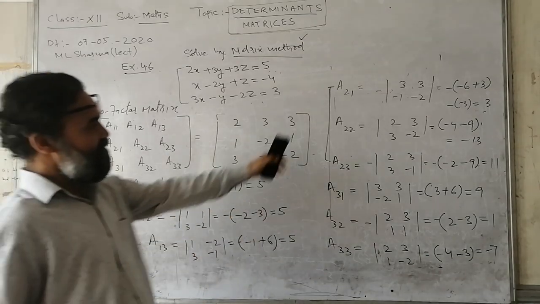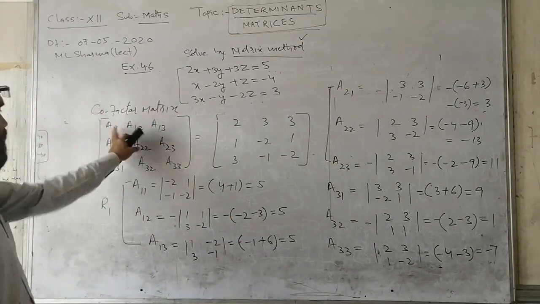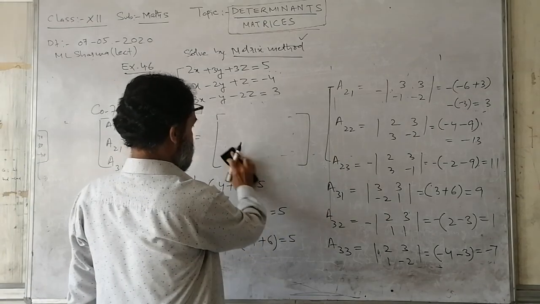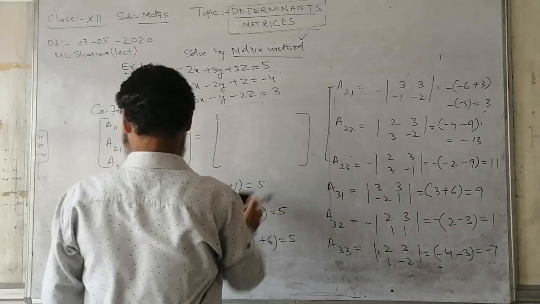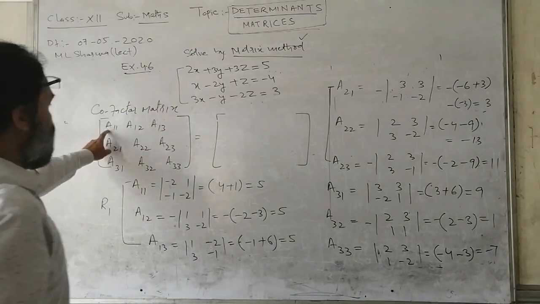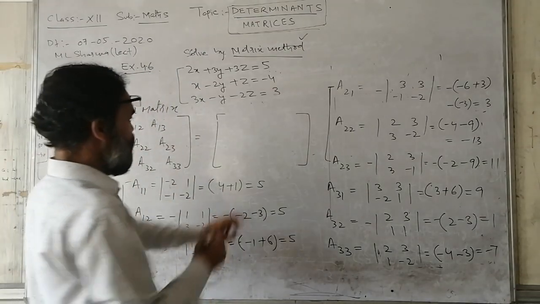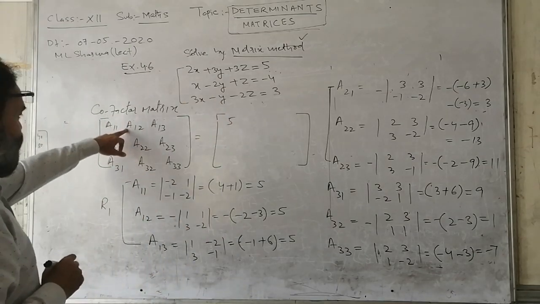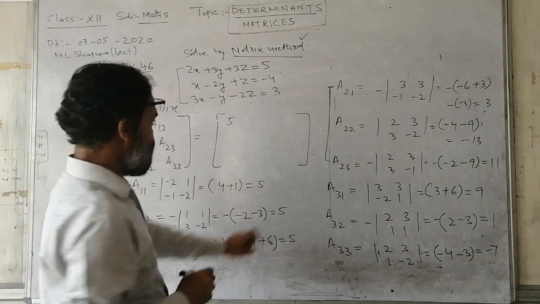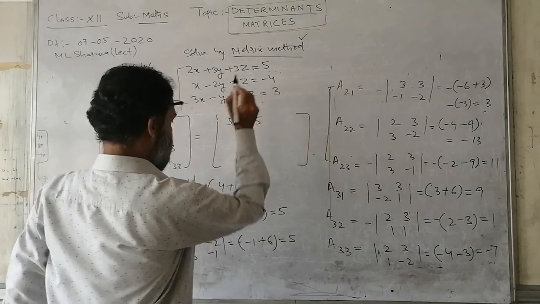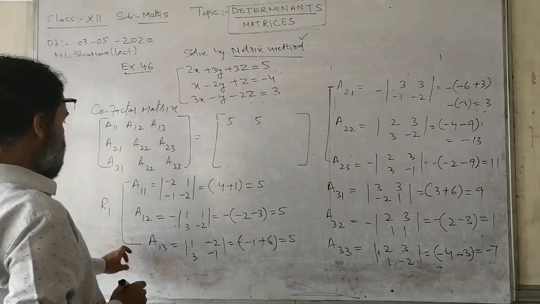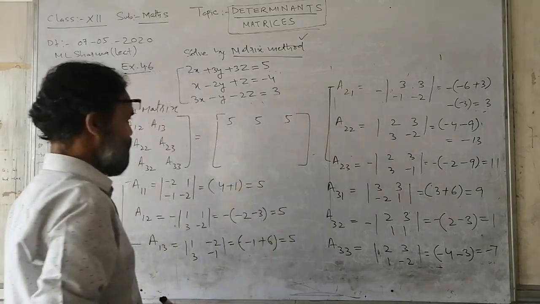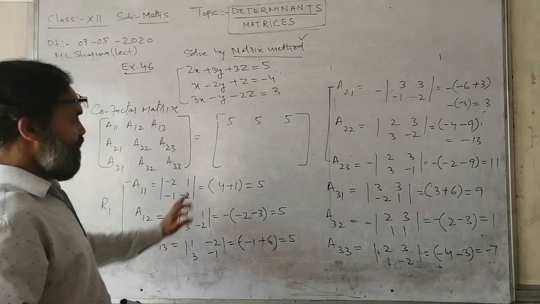So after finding the cofactors of all these elements, I will substitute their values here. The cofactor value of A11 I have found is 5. So 5 I will write here. Then A12, its value is again 5. Then A13, its value is again 5. These are the cofactors of row 1.